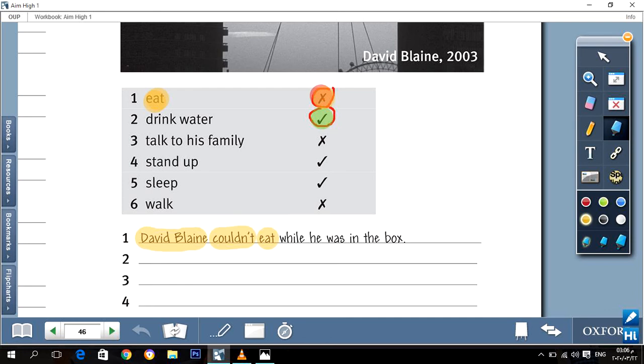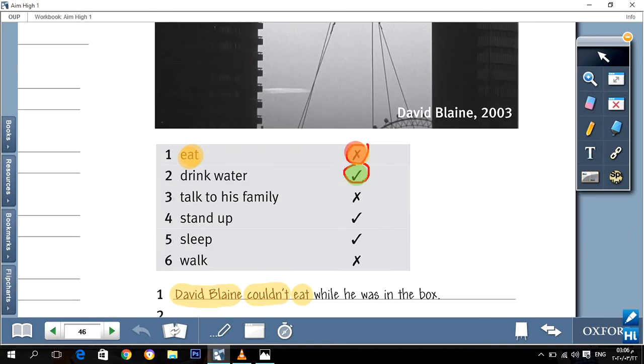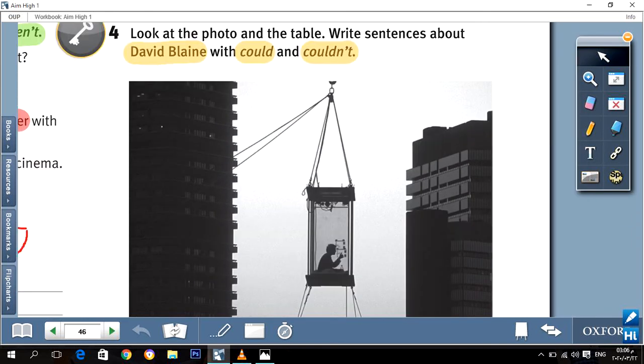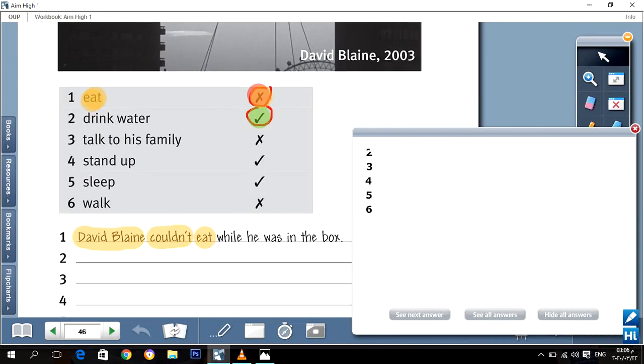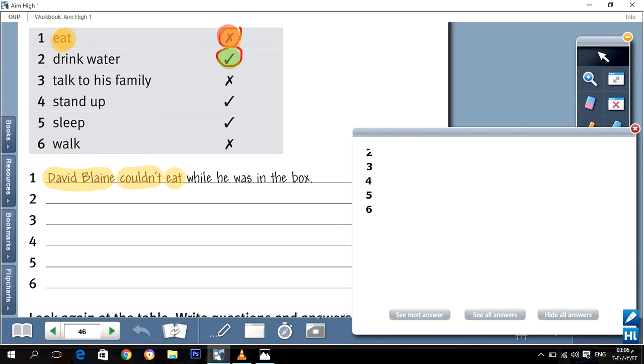Okay, very quickly, I am about to finish. I want to show you the rest of the answers, and I will answer before I show you the answers too. Okay, the answer here for sentence number 2, the verb here is drink water and there is a tick. So David Blaine is the subject, he's a doer. Okay, David Blaine could drink water while he was in the box.